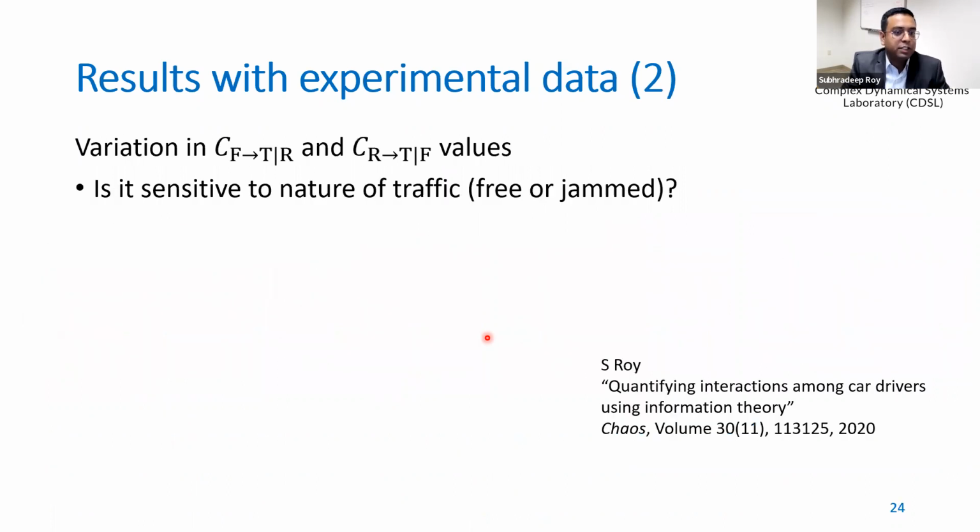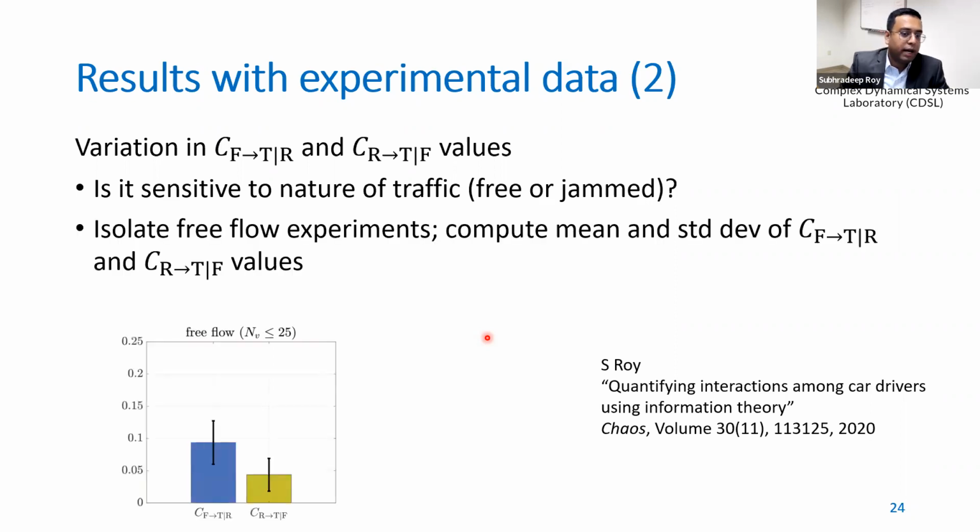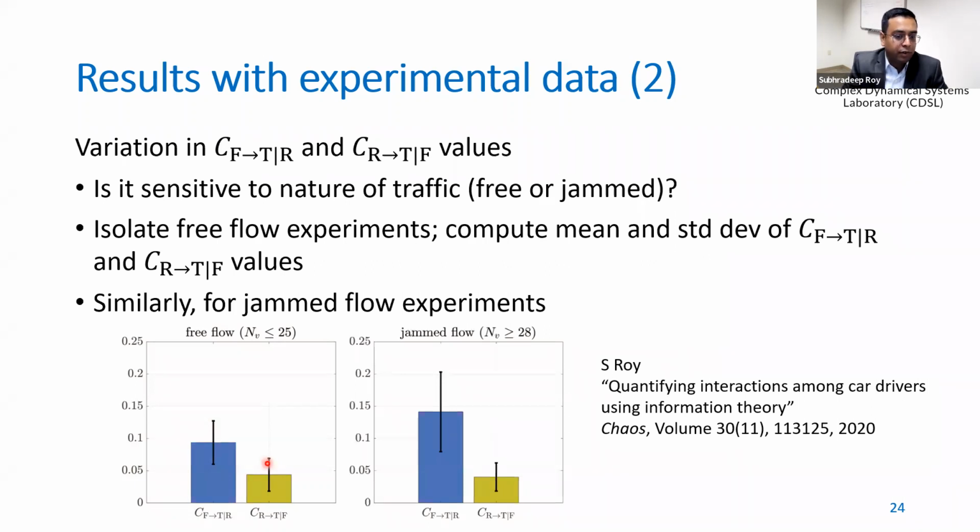We didn't have a lot of scope as the experiments were conducted with a different objective. But we know there are two different traffic scenarios. One was free flow, and another was the jammed flow. So we wanted to see whether human drivers behave any differently and whether their behavior is sensitive to the nature of traffic. To do that, we first isolate the free flow experiments, accumulate the conditional transfer entropy values from all the drivers, and compute the mean and one standard deviation. Here the blue one is from front to target, and the yellow one is from the rear to target. We do the same thing for the jammed flow.